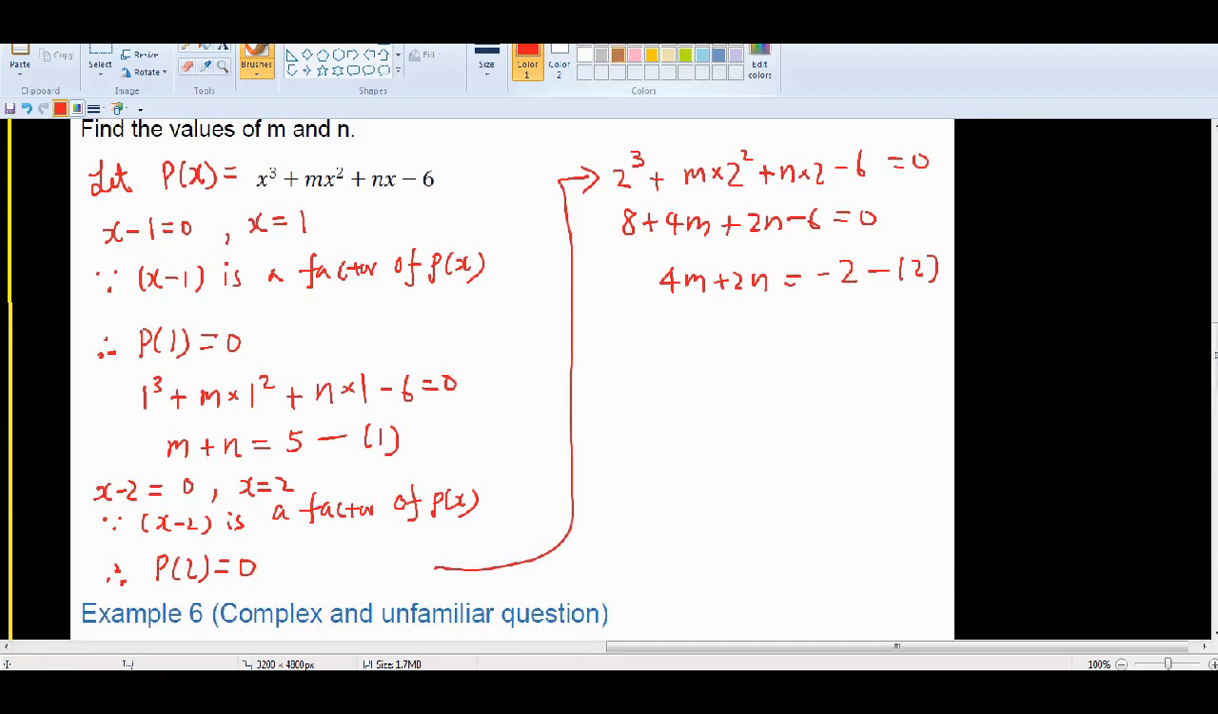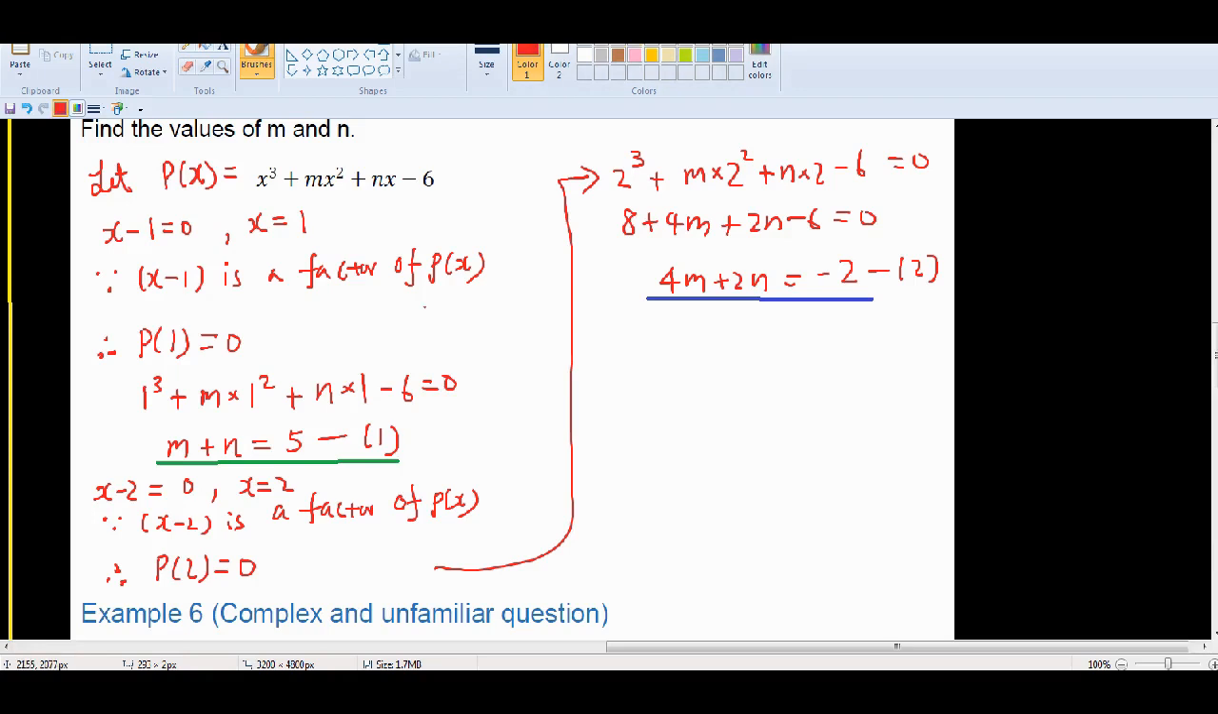So let's have a look at our first equation and our second equation. When you compare them, you will see that the coefficients of m and n are not the same. So how could we eliminate them?